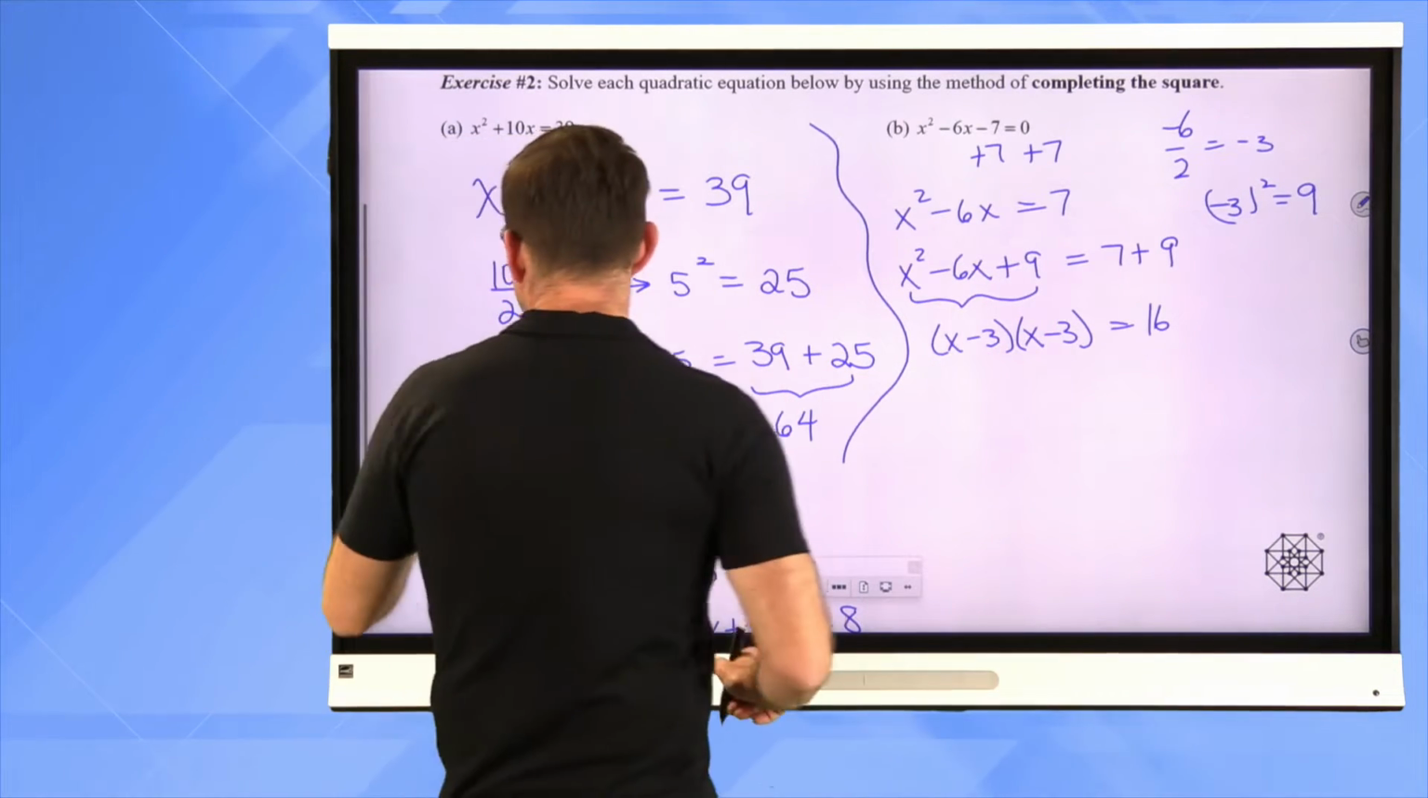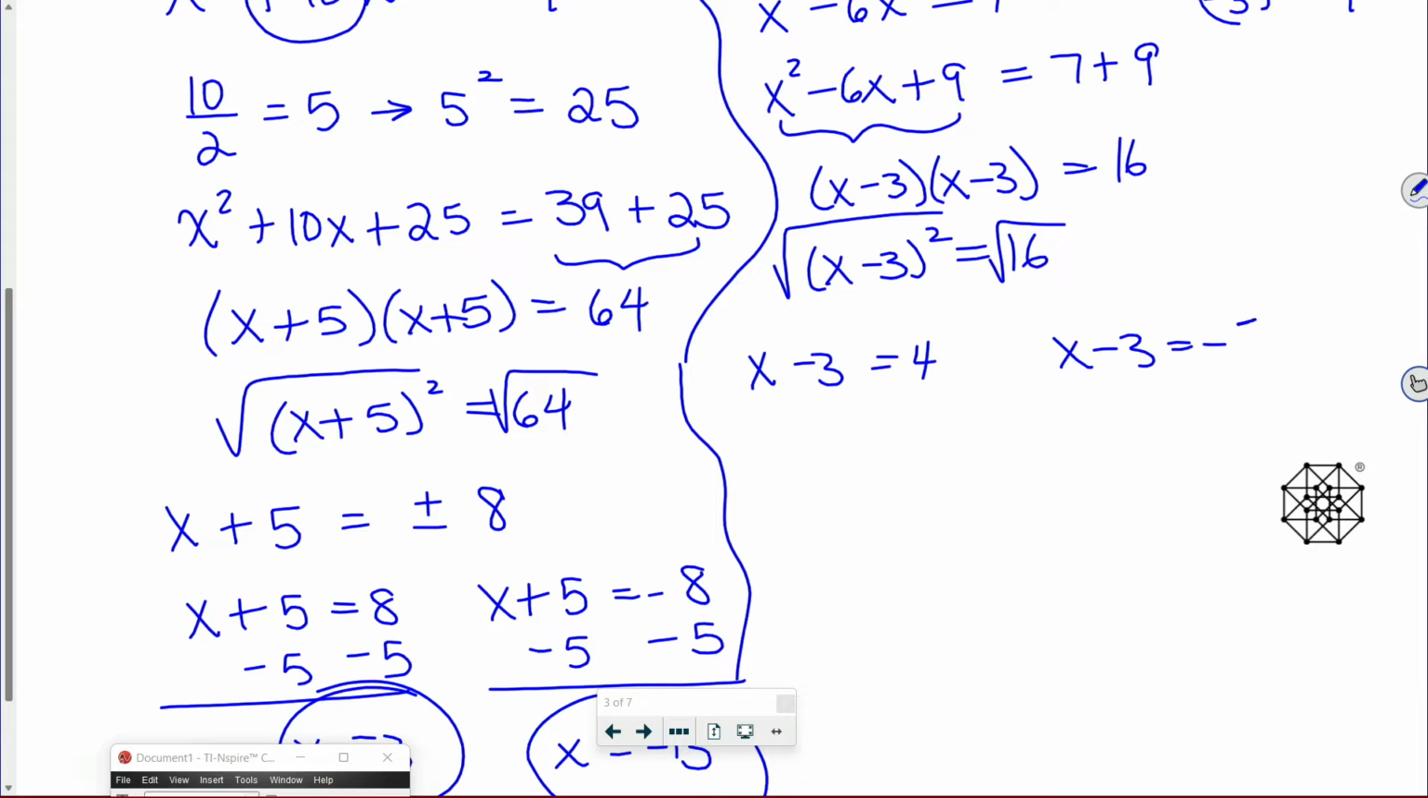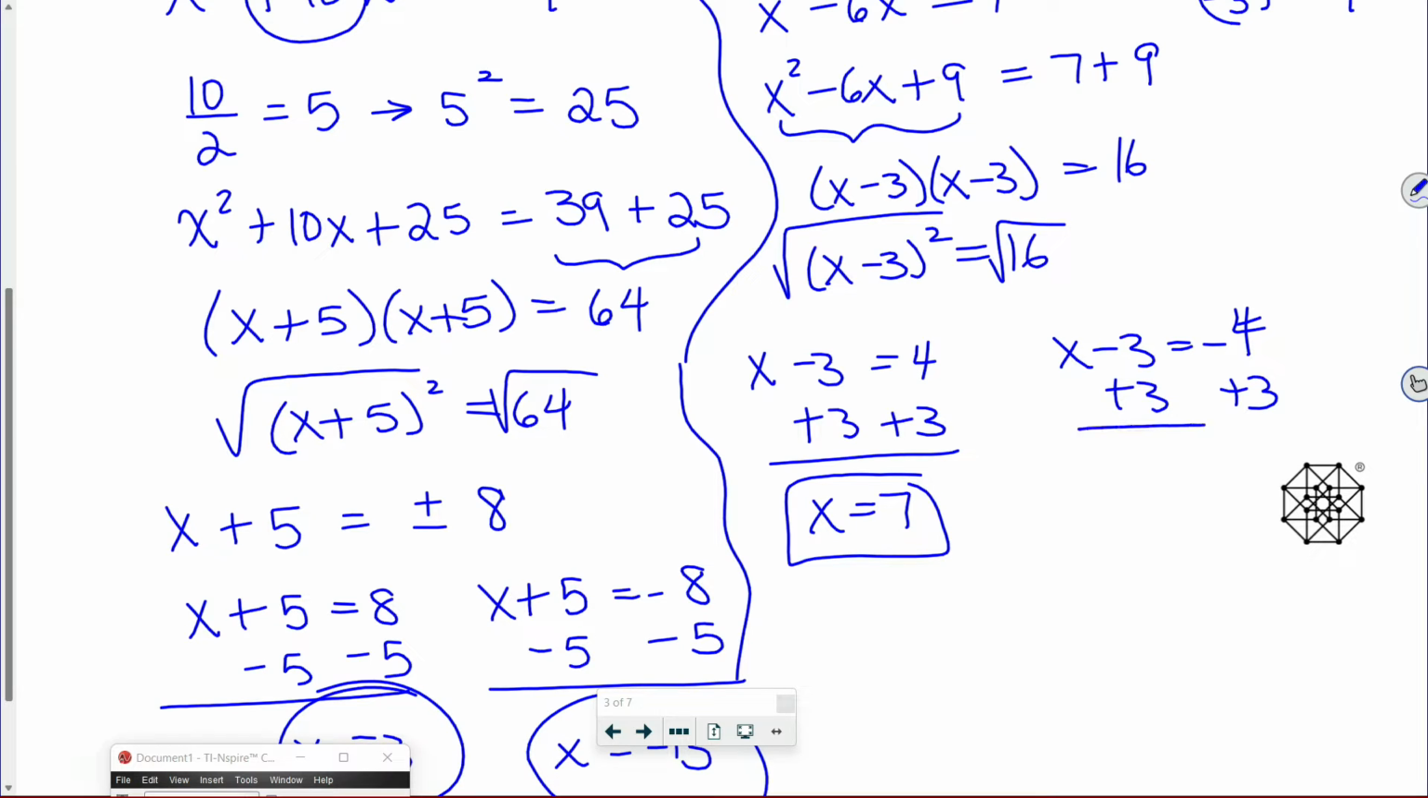Again, right at this point, I can take these two things and write them as x minus 3 squared equals 16. Take the square root of both sides. I get x minus 3 is equal to 4, and x minus 3 is equal to negative 4. Add 3 to both sides. I'll get x is equal to 7, and add 3 to both sides of this messy looking thing, and I'll get x equals negative 1.